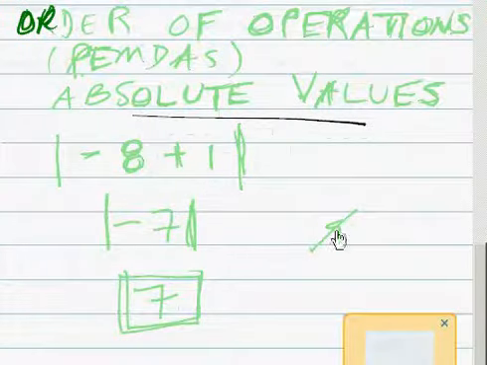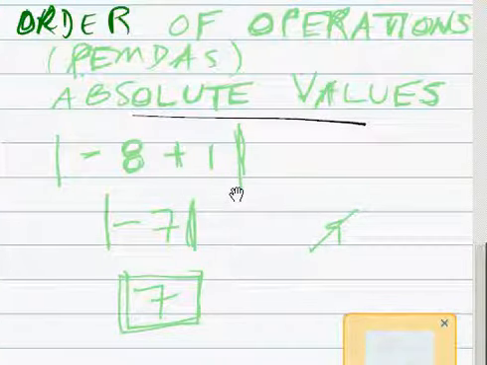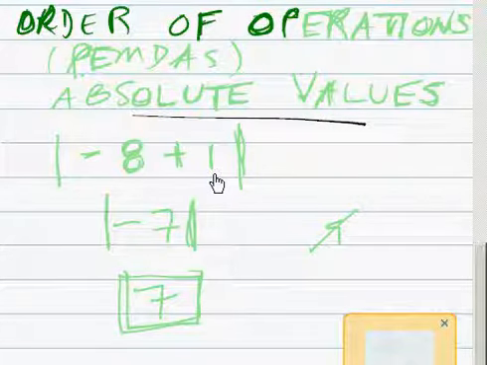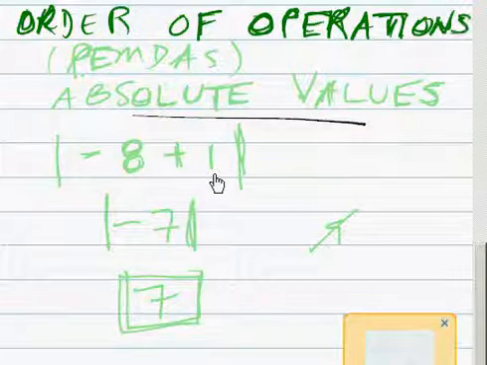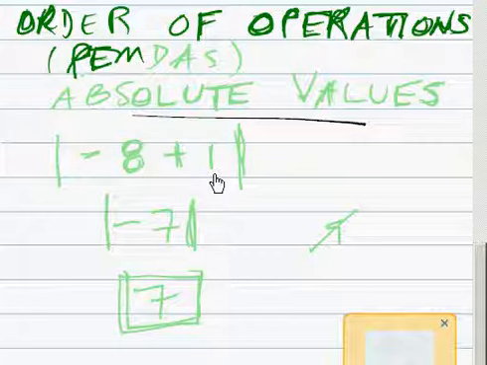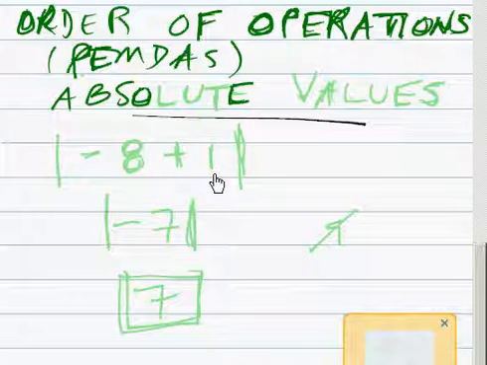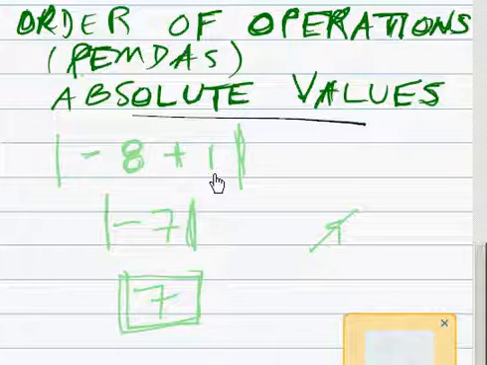Let's talk a little bit about order of operations, especially in this case, absolute values. Remember, PEMDAS is the order of operations: parentheses, exponents, multiplication, division, addition, subtraction. But in this case, we're talking about absolute values. And absolute values can be tricky, and they're simple at the same time.